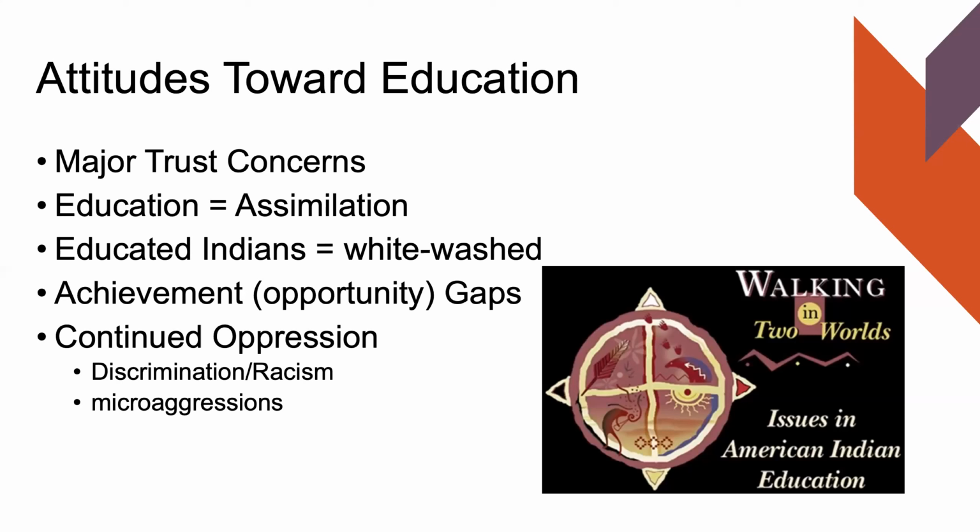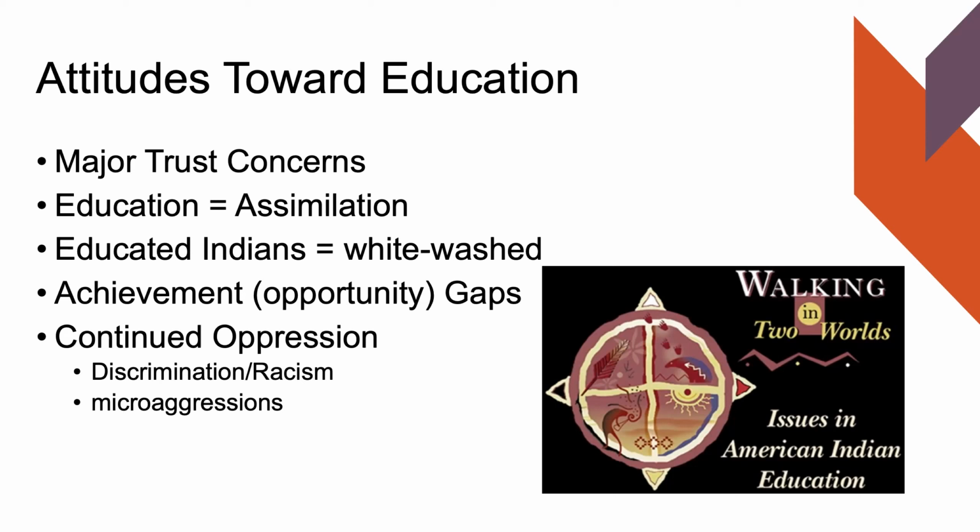So, again, you can draw a direct line from the boarding school era that our aunties and our moms and our dads and our grandparents experienced, and that relationship with education, to absenteeism today in terms of our relationship and our attitudes towards education, right? We have these trust issues. There's still this idea within Native communities that education is equal to assimilation, because again, boarding school was never about education. It was only about assimilating us, or attempting to assimilate Native people, to become white people, basically, right?